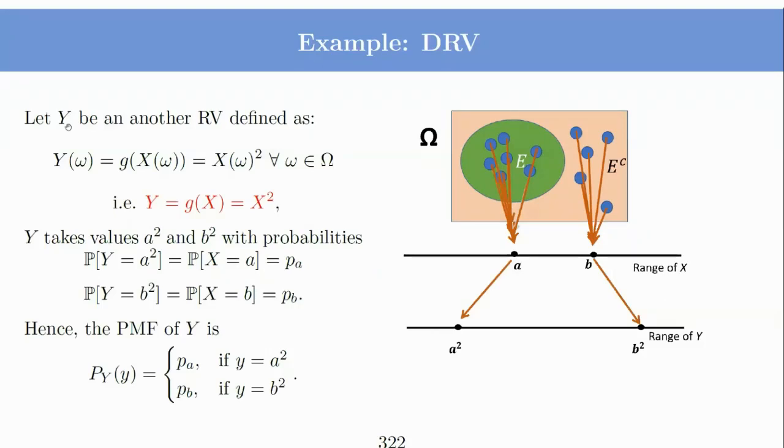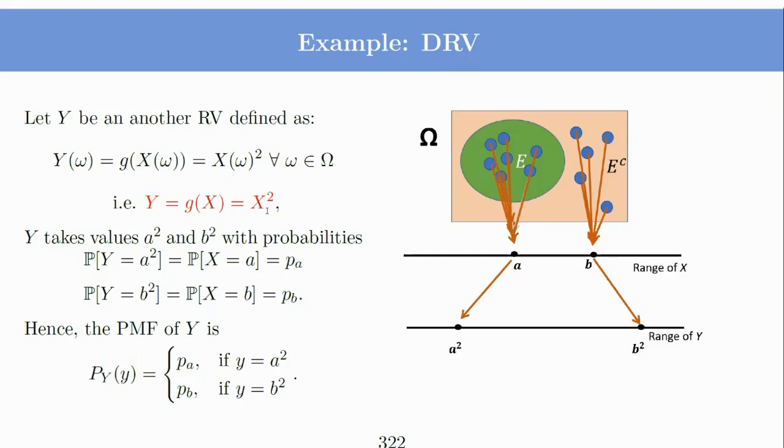Now let us take another random variable which is defined in the following way: for all omega, Y(omega) is equal to g(X(omega)). In particular here, g(x) is x square. So Y(omega) is equal to X(omega) square for all omega. In shortcut we also write it as Y equal to g(X) or Y equal to X square. We remove omega just as a shortcut, but it actually means the same thing, that for every omega, we calculate Y(omega) by calculating X(omega) square.